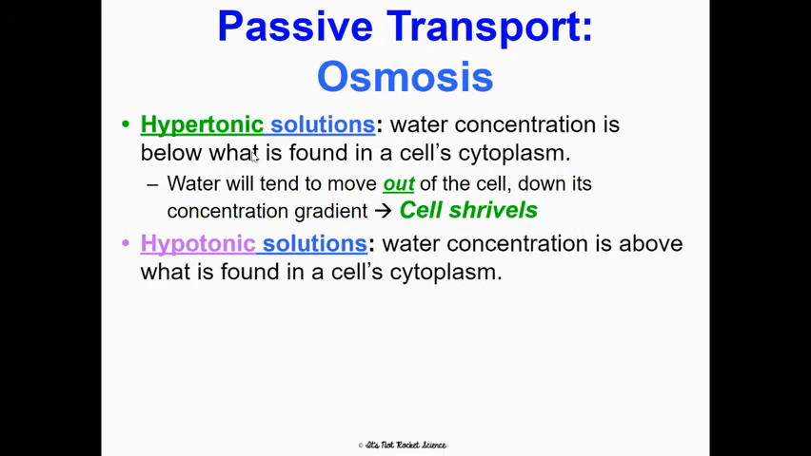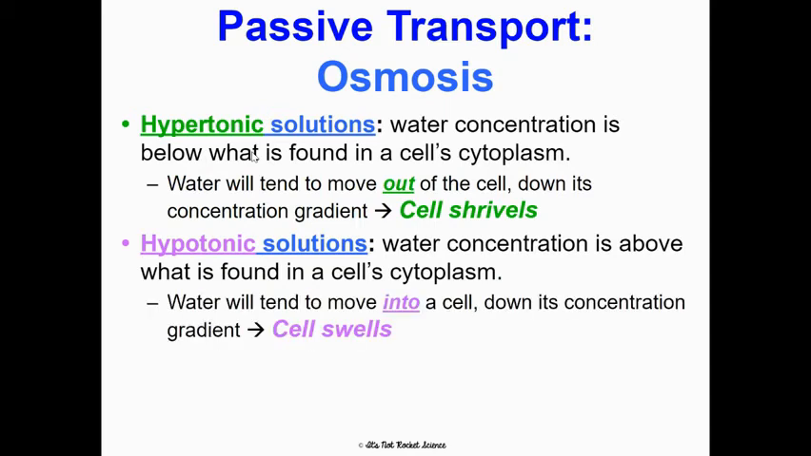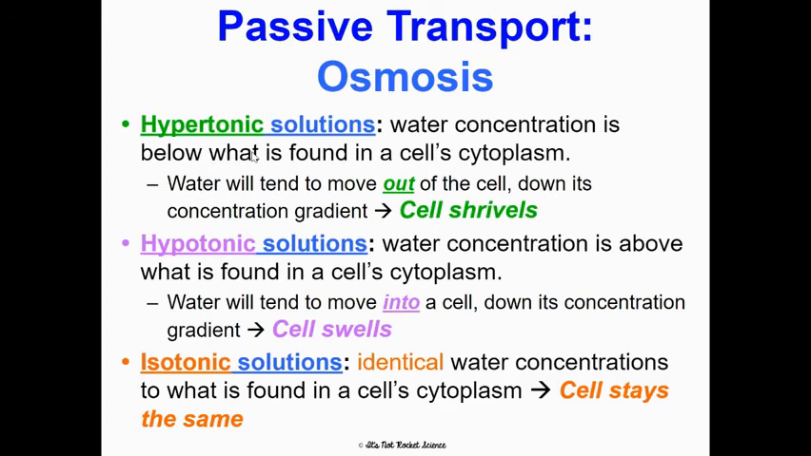Hypotonic solutions. This is where the water concentration outside of the cell is above what's inside. So there's less water in the cell, more outside. And so the water will tend to move into the cell down its concentration gradient because, again, there's more outside, less inside. And so the cell is going to tend to swell up like a balloon. Isotonic solutions. This is where there's an identical water concentration on the inside versus the outside. And so then the cell is going to stay the same.